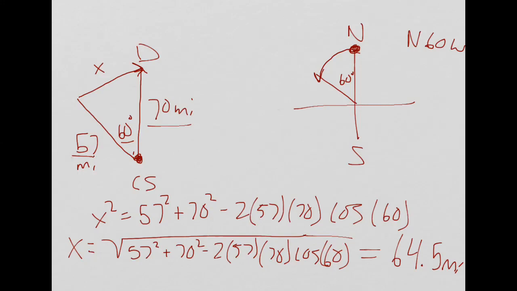Do it in one step. Don't do 57 squared and get a number, and then 70 squared and get a number, and add them, and so on. You're making too much work. Your calculator is very, very good at handling long expressions. It can do it. Let it do it.